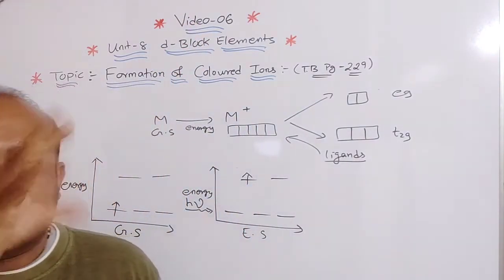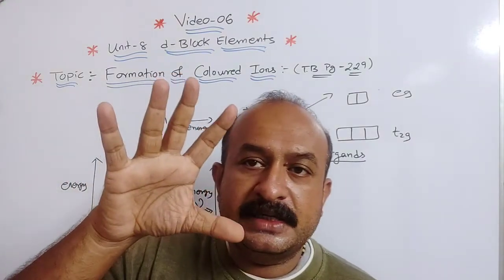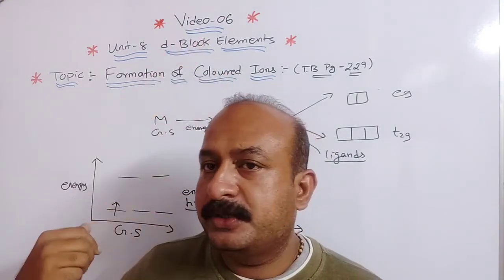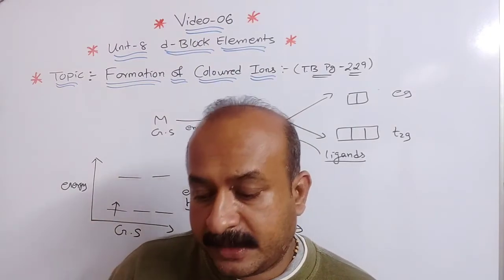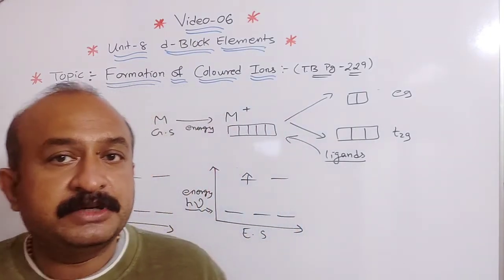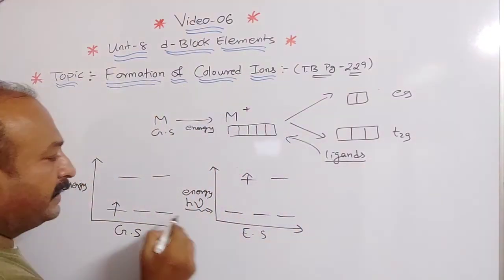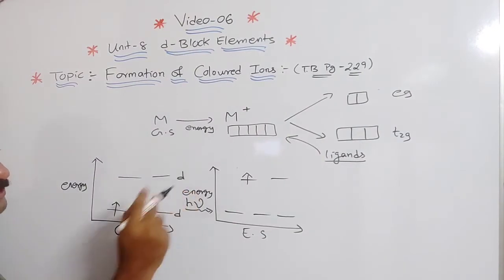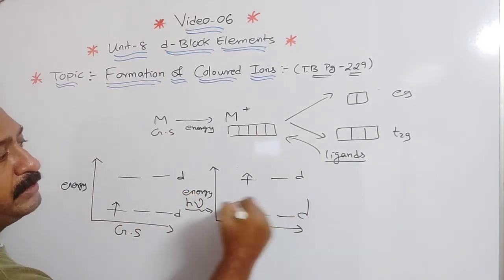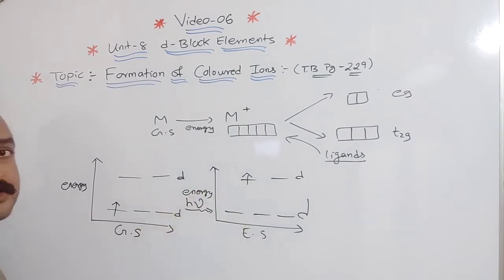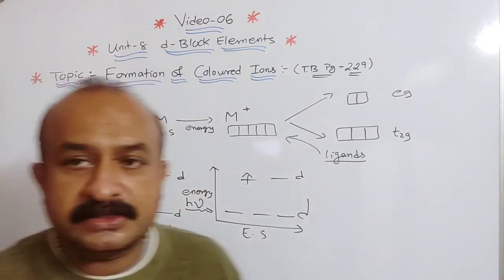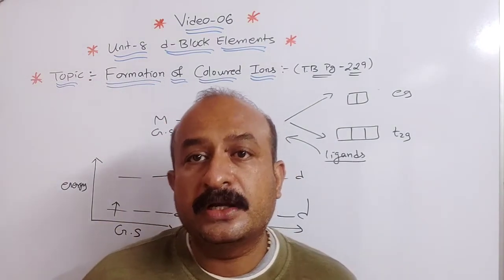Right? Now, after emitting energy in the form of light, it comes back to its original state, and that is the reason for this d-d transition. Clear? Now, these are which orbitals? D orbitals. So from d orbital to d orbital only transition takes place. That's why, due to this d-d transition, the complex compound shows color.